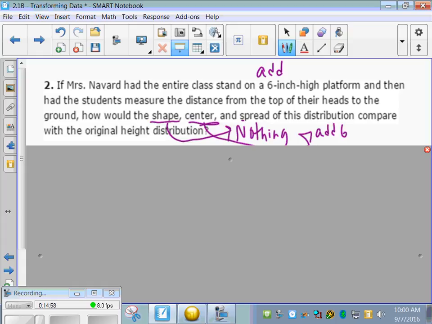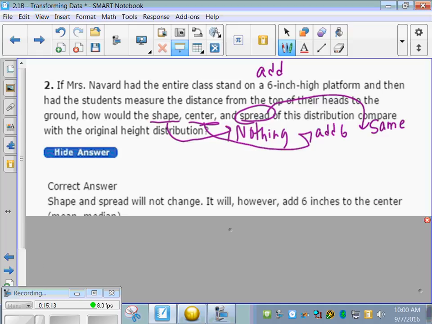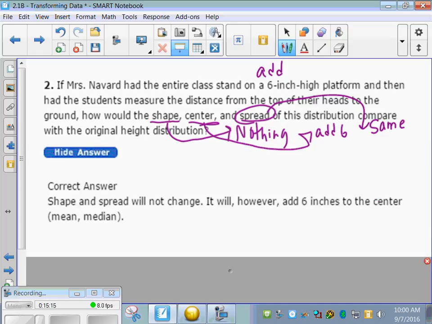And the spread, when we add something, does the spread change? No. Your IQR stays the same. So just because you subtracted 12 or added 6, whatever you did, it still has the same spread. Okay, so there's our answer.